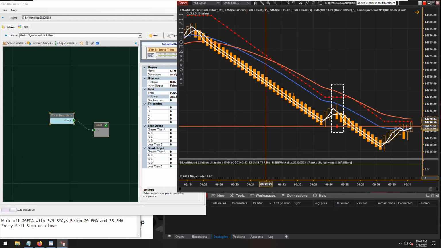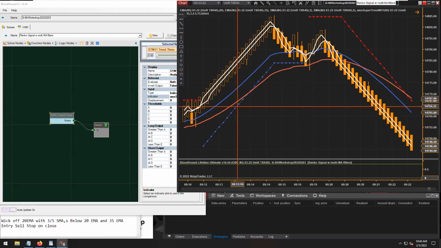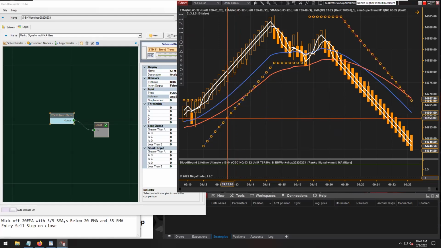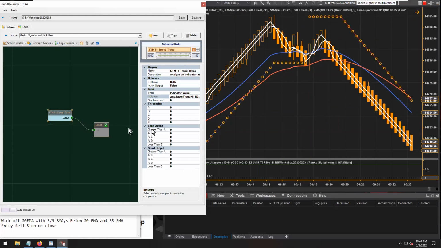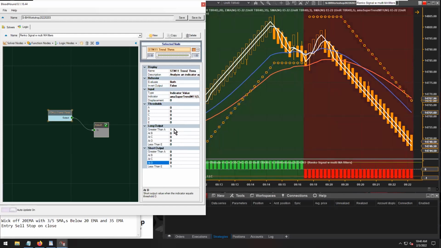And then, let's see here. All right, so we can see here, super trend is in an uptrend, and then it switches to a downtrend. So, with the outputs, I'm going to set the outputs like this.